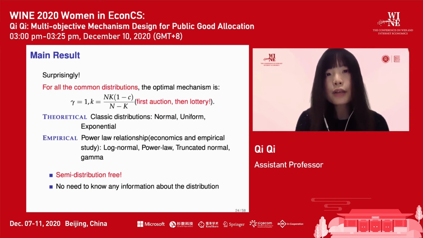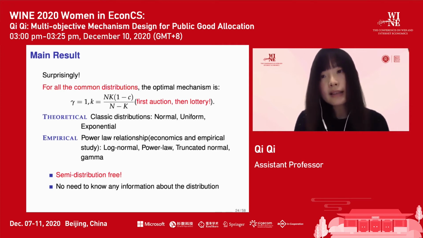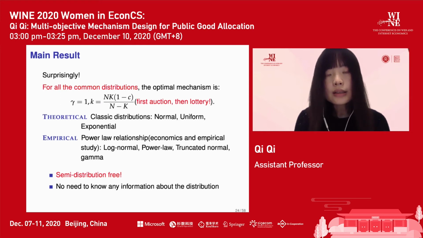for all these kinds of distributions, the optimal mechanism is always an auction first and then a lottery. So only two groups. For the first group, the winning probability is 1. It's just an auction. We decide the small number K of licenses for the first group, and all the players in the first group will win one place. Then the next group is just the lottery. This result is semi-distribution free, because we only need to know the shape of the distribution. We don't need to know the mean value, the variance, or any other characterizations of this distribution.